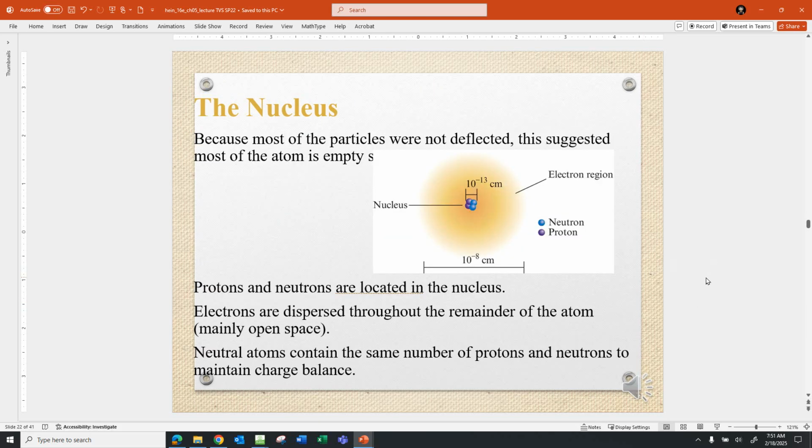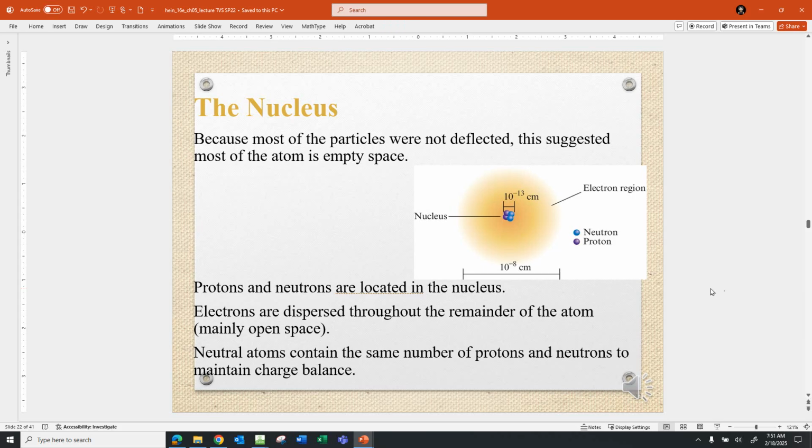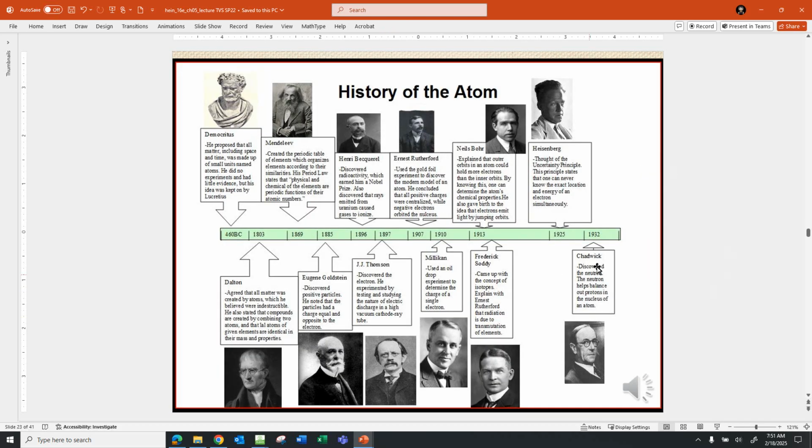This is just more on the nucleus, its size, and how it's mostly empty space. And then here's the history of the atom. Now, I'm not requiring you to know every one of these people, okay? The big ones are Dalton, the father of the atomic theory. Then you've got Thomson here, who came up with electrical discharge and discovered the electron.